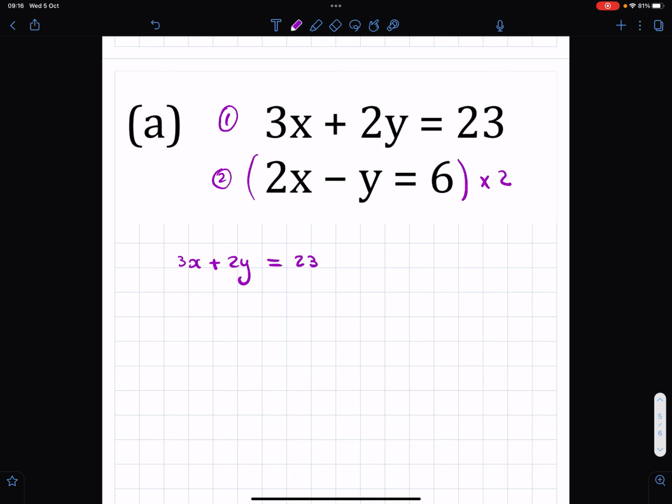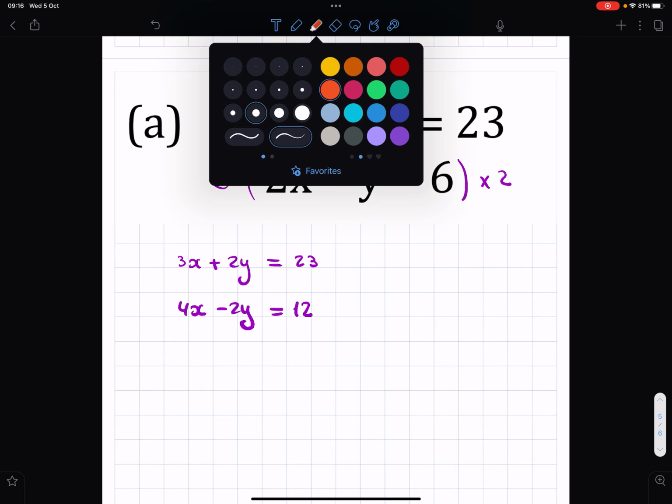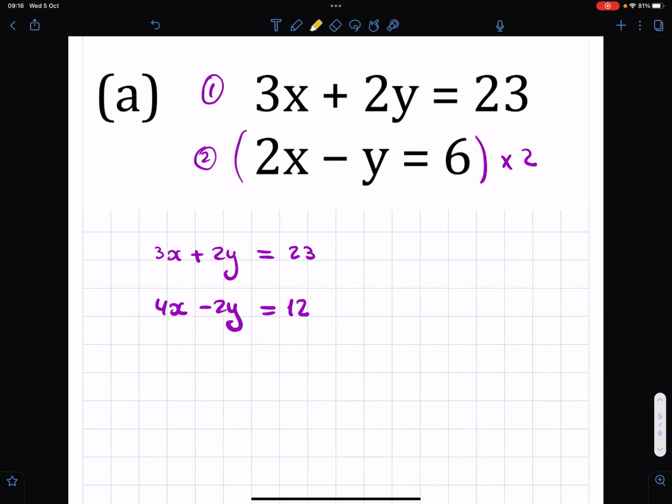23. But the second equation, which I'm multiplying by 2, gives me 4x minus 2y equals 12, right? 6 times 2. So guys, if you look at this equation now, you can realize that after multiplying it by 2, we have the same coefficient. So now we can decide which variable is going to be eliminated. It's y we're going to eliminate. Exactly.